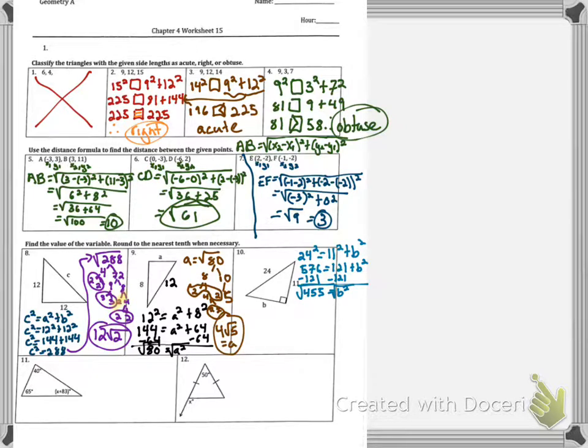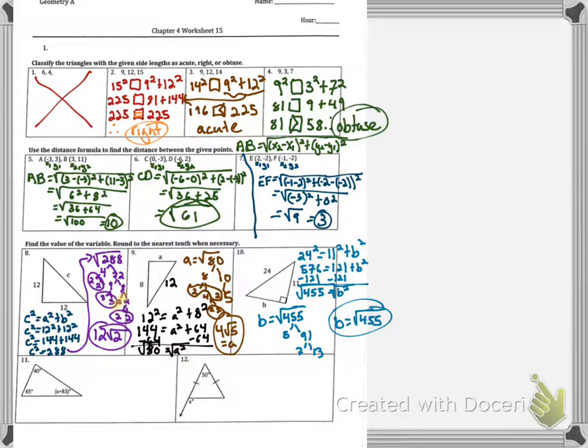Square root both sides. I want to now figure out what we can break 455 down to. So I take out a 5 because it ends in a 5, which tells me that 5 is a factor. Then we see that 91 is also a factor. The factors of 91 are 7 and 13. All of these are prime numbers. None of them have a buddy, so b equals the square root of 455.